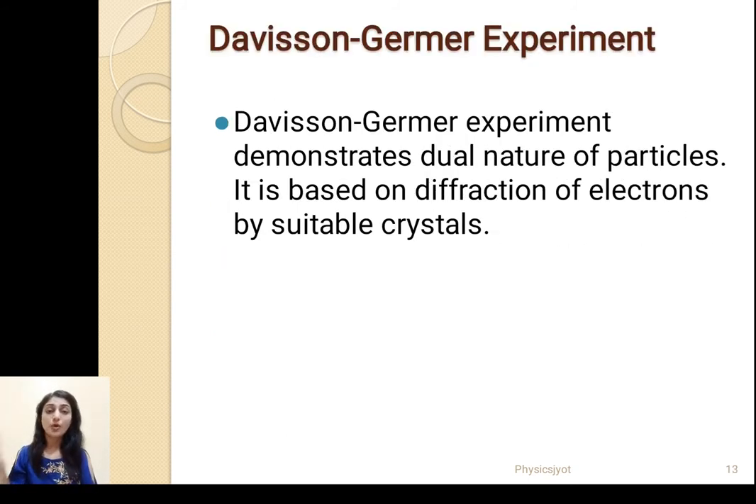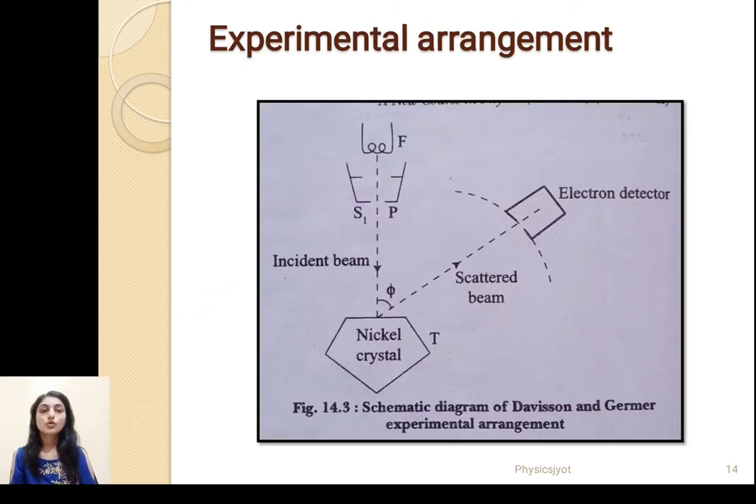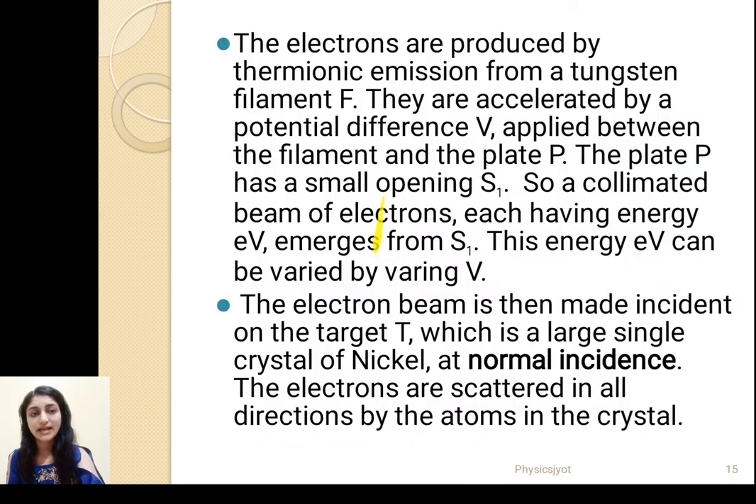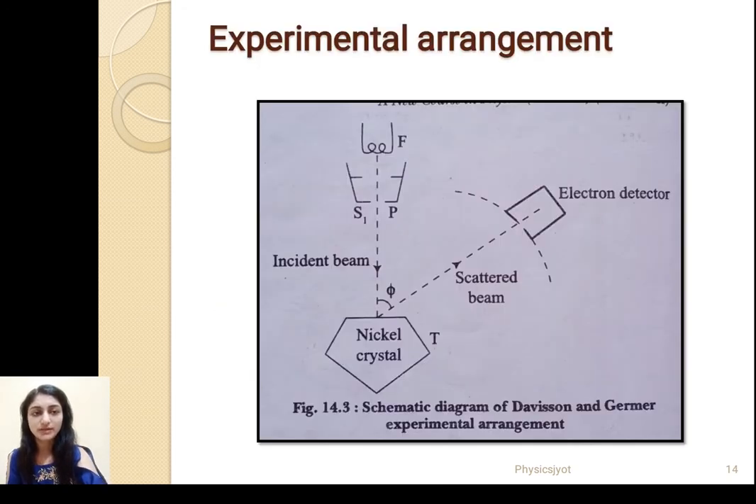Now the second important experiment which demonstrates the dual nature of particles is the Davisson-Germer experiment. This experiment is also based on the diffraction of electrons by suitable crystals. This is the experimental arrangement for the Davisson-Germer experiment, where we have a filament which is heated, and then there is a slit, and the electron beam is made to fall on a nickel crystal, and the scattered beam is collected by the electron detector.